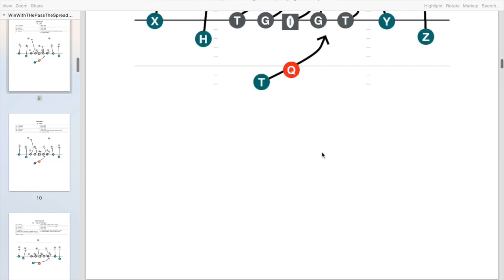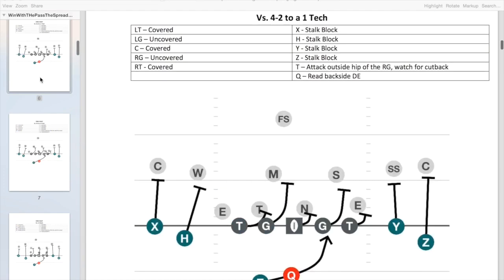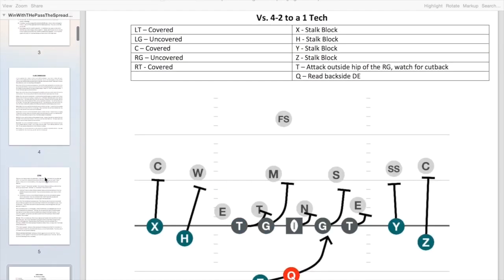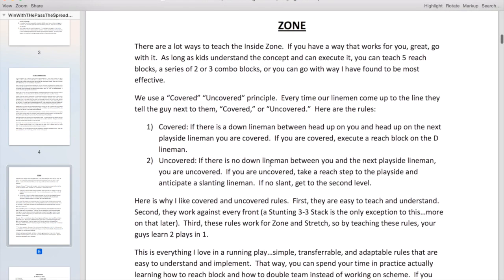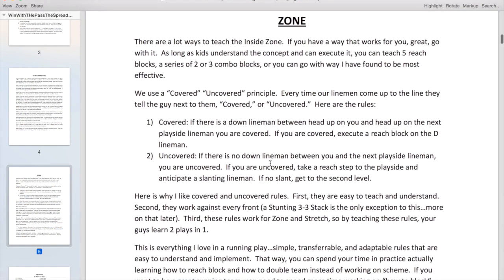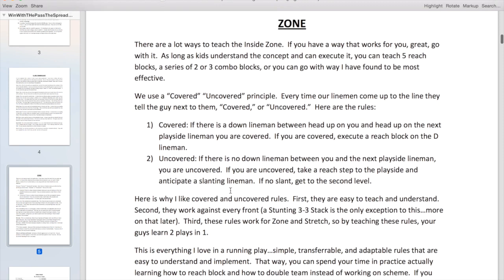So I'm going to come back up here. I'm in the playbook again, and I'm on page 5. And you'll notice I don't have a section on zone and stretch because the rules are exactly the same. Covered and uncovered principles. The difference is now instead of zone blocking, we're going to reach block, which is different simply because our steps are a little bit different and the defense is going to react differently because of what is happening in the backfield.